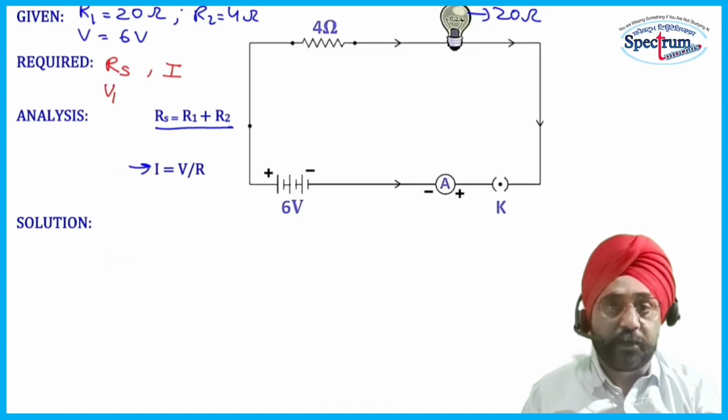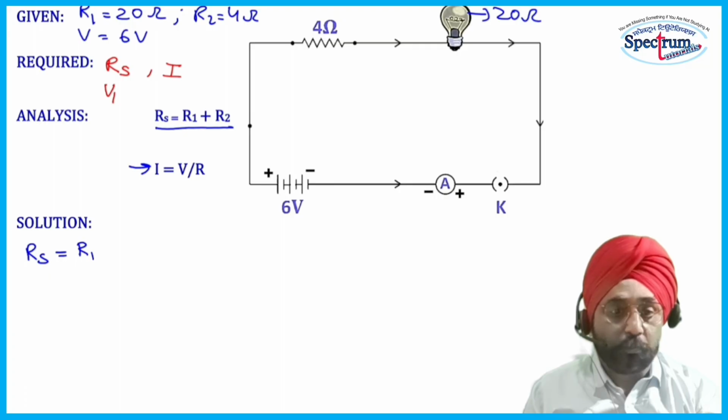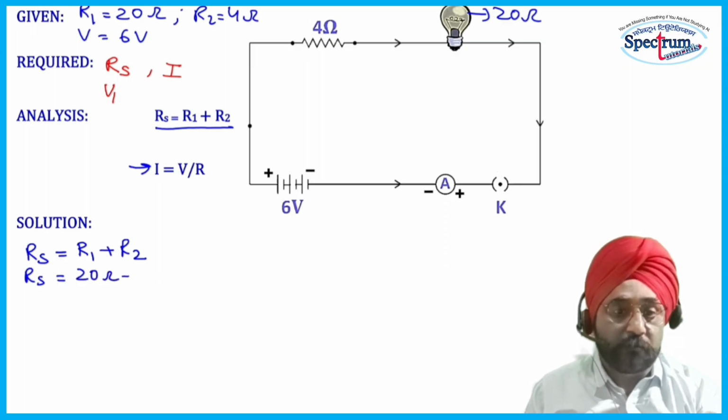So let us solve this numerical. First we find equivalent resistance, total resistance in the circuit. RS = R1 + R2. R1 we have 20 ohm, R2 is 4 ohm, so we add, we get 24 ohm. So total equivalent resistance is 24 ohm.